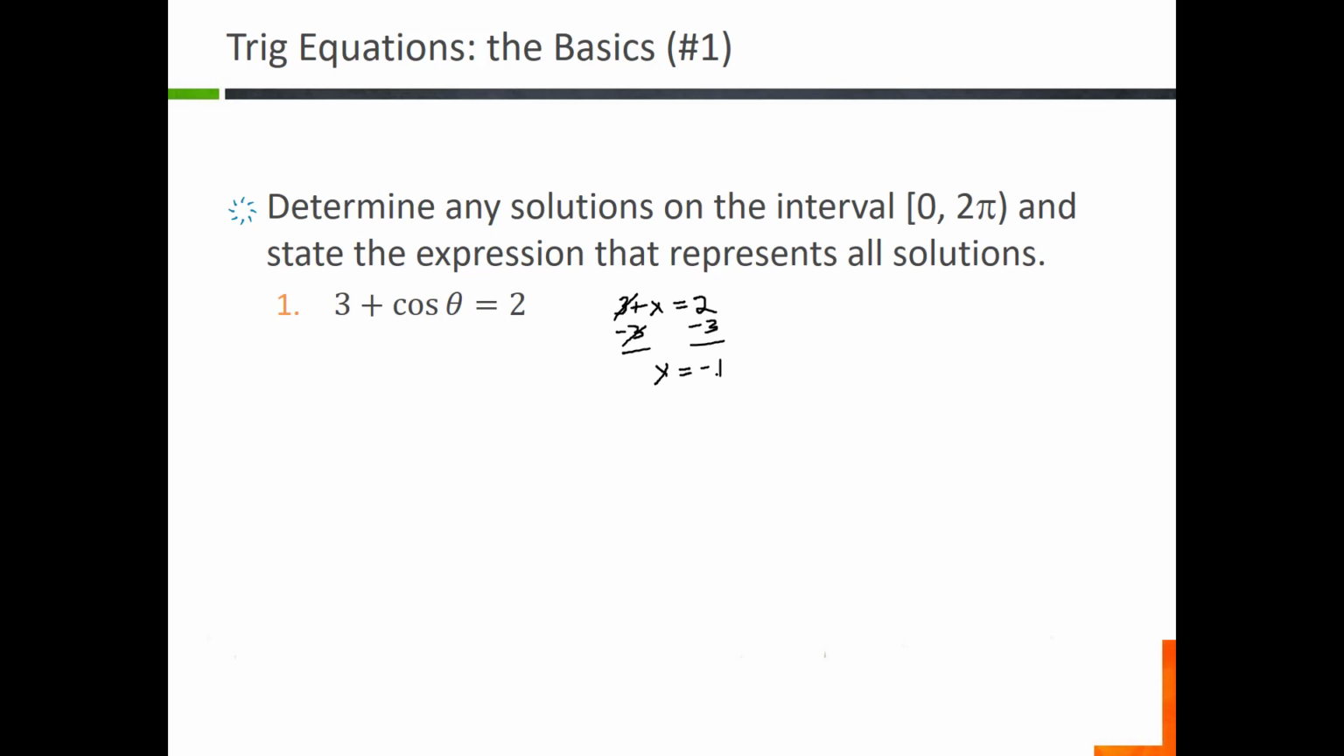So we're in essence doing the same thing. We're going to solve it in terms of cosine of theta first. So we have 3 plus cosine of theta is equal to 2. Just like we would in algebra, we're going to subtract 3 from both sides, which leaves us with cosine of theta is equal to -1, just like it did before in algebra. So this is where the trig comes into play. We want to find any values for theta that make cosine of theta equal to -1.